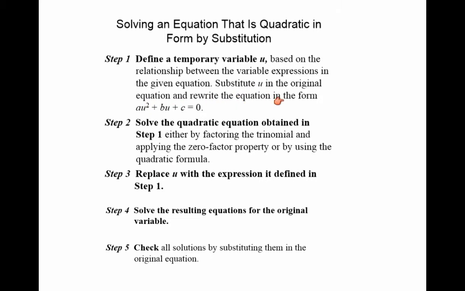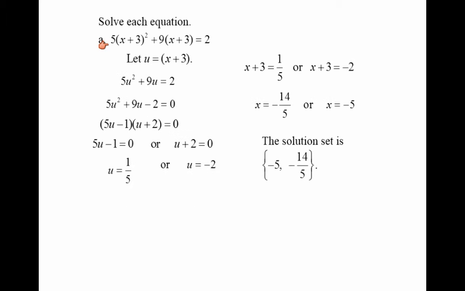Substitute u in the original equation and rewrite the equation in the second order equation standard form. Step number 2, solve the quadratic equation either by factoring or using the quadratic formula. Step number 3, replace u with the expression it defined in step number 1. So you have to go back and substitute the value of u into the original assumption. Solve the resulting equation for the original variable and check the answer.